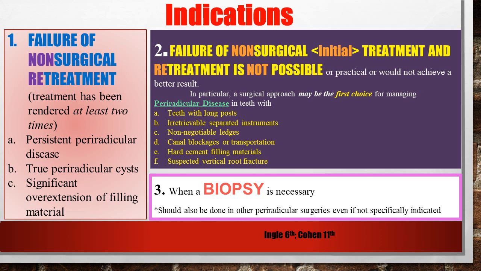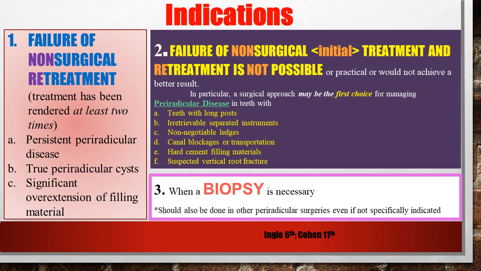Hard cement filling material. So you have used something like MTA or biodentine to perform your apexification or apexogenesis. The patient comes back after maybe 10-15 years and you see that there is a huge lesion. Okay, it is not going to be possible for you to actually go through your MTA and biodentine because they are very, very hard materials. It's not easy to remove them. So in such cases, you will have to perform your surgical endodontics.